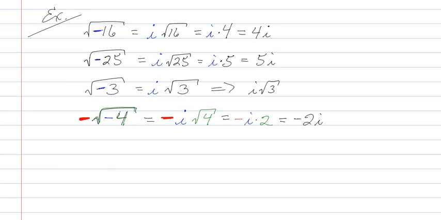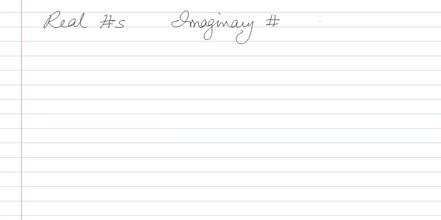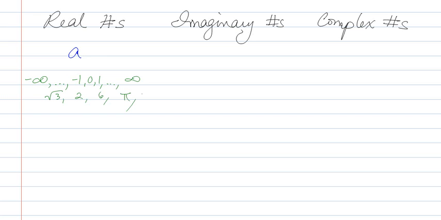All right? So there's a couple of things that we'll talk about then. We've got 3 categories of numbers now. We have real numbers. We have imaginary numbers. And now we also have complex numbers. Real numbers, numbers like a. a can go from negative infinity all the way to positive infinity. You know, square root of 3, 2, 6, pi, e, 2.3, 9.7. Any of these, they're all real numbers.